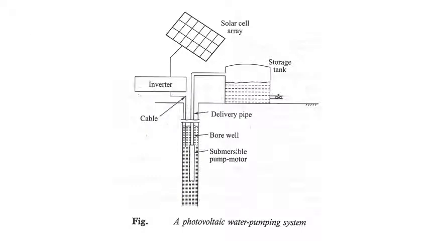This sketch is one small example of how we can use a solar photovoltaic cell for a water pumping system, to lift water from a borewell to a storage tank. This is one small example. We can use photovoltaic solar cells in many applications.